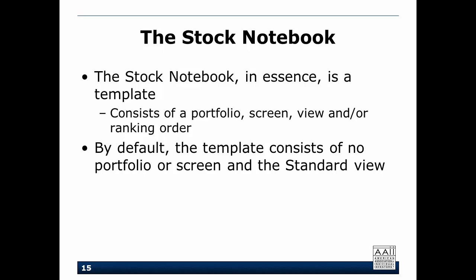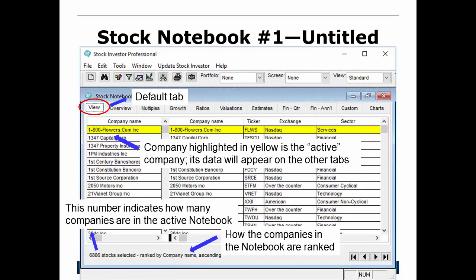But basically, in Stock Investor Pro, the standard view has no portfolios loaded, no screen loaded, and the companies in the notebook are ranked in ascending order, A to Z, by company name. So that is what you're going to see with the notebook. You can also see here how many companies are in the active notebook. In this case, since we have no portfolios and no screens loaded, we have the entire universe of stocks, which as of, I think, the end of September was 168 stocks. And then again, you can see how it is ranked from there.